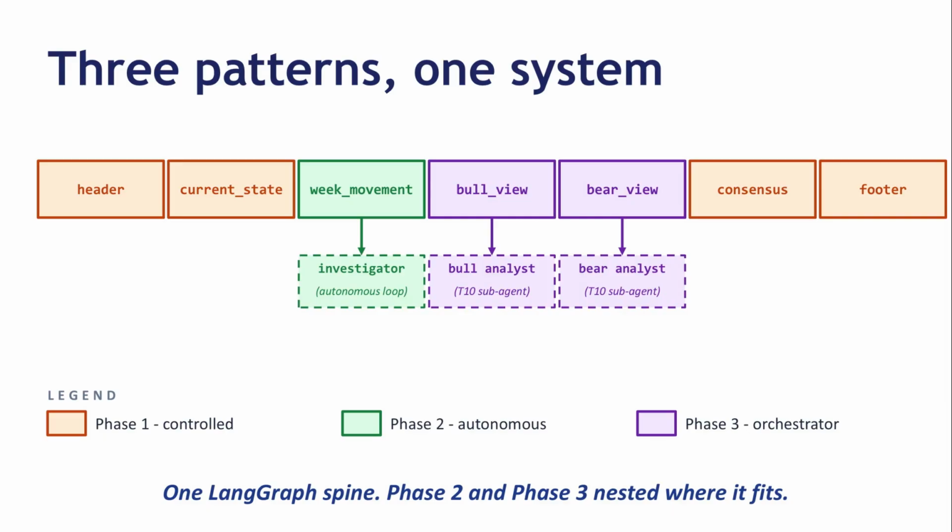Quick visual before we run. Here's the flow. 6 nodes wired sequentially. Start to header, to current_state, to week_movement, to bull_view, to bear_view, to consensus, to footer, to end. Each node is color-coded by its pattern, controlled in indigo, autonomous in green, orchestrator delegated in purple. 1 system, 3 patterns, each at the right layer.